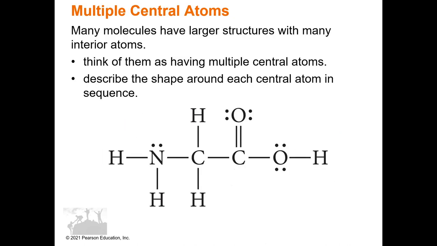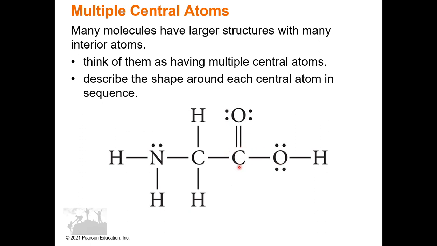Again, take a look at the central atoms one at a time. When you have a very big structure like this, you could see with the nitrogen, this carbon, and the oxygen, there are four electron groups. So if you were asked the electron geometry, then you would say tetrahedral for those three interior atoms. Now, if you were asked for the molecular geometry, this carbon is still tetrahedral. This nitrogen is trigonal pyramidal, and this oxygen is bent.